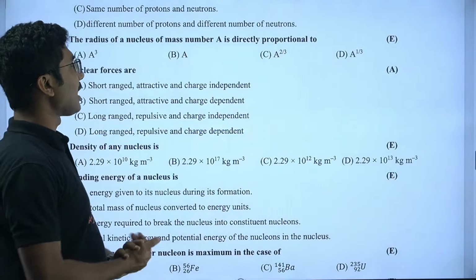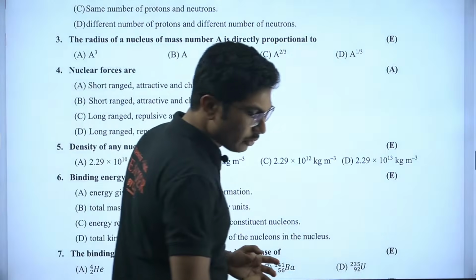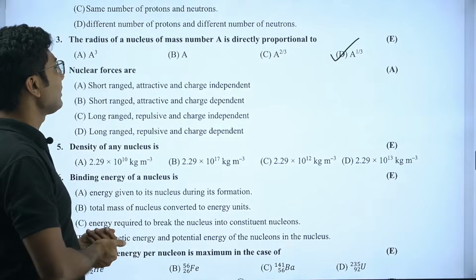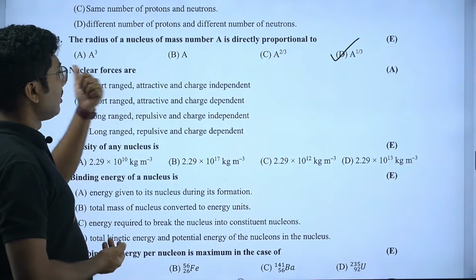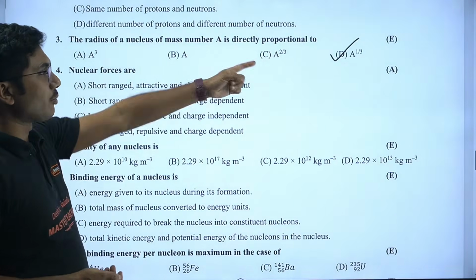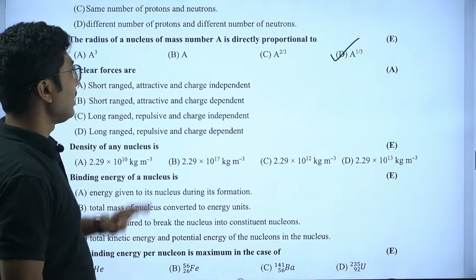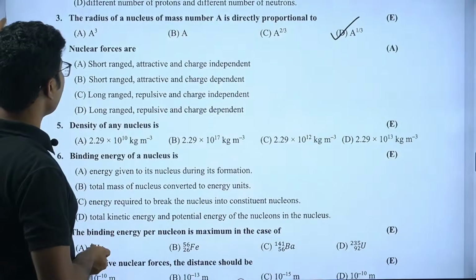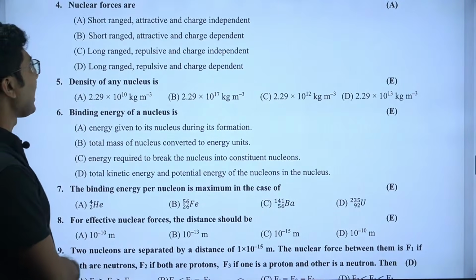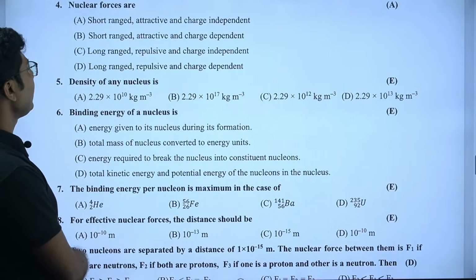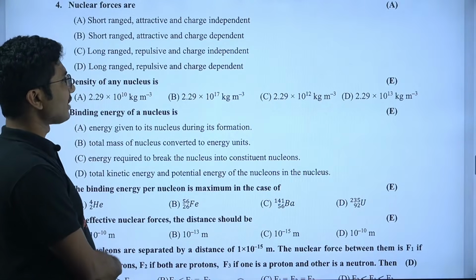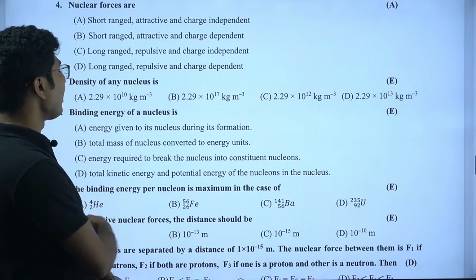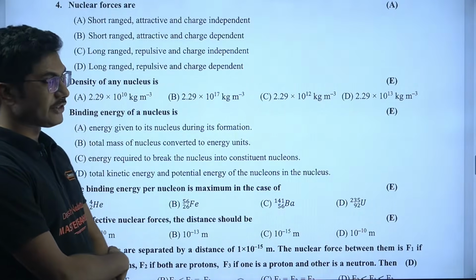The radius of a nucleus of mass number A is directly proportional to A to the power of 1/3. That's why the density of nucleus is constant. Nuclear forces are short range, attractive, charge independent, as opposed to long range, repulsive, charge dependent.